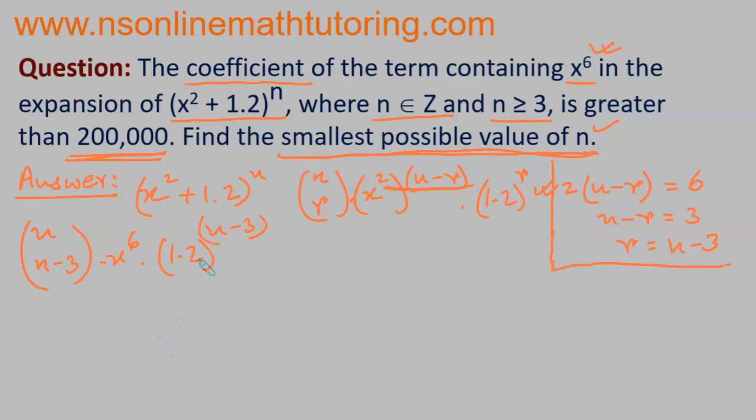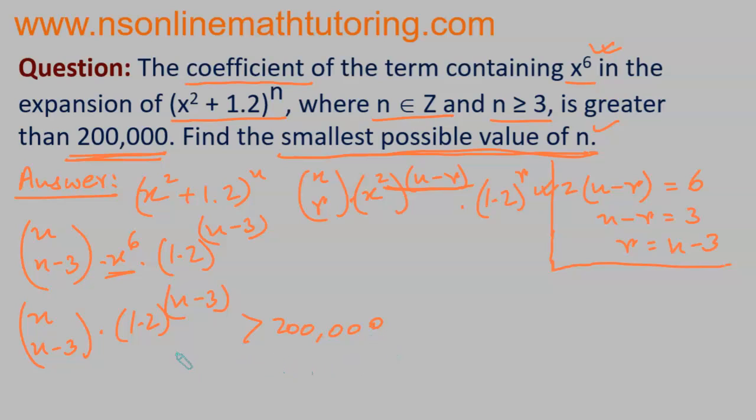Now, the coefficient of this term. The coefficient will not include this x to the power of 6. So, the coefficient will be nC(n minus 3) times 1.2 raised to the power of n minus 3. This is greater than 200,000.